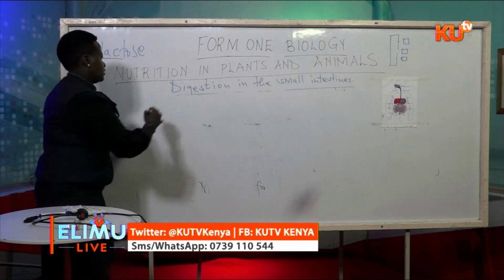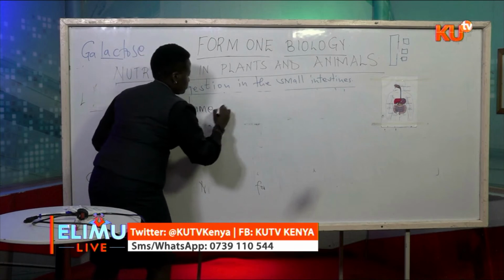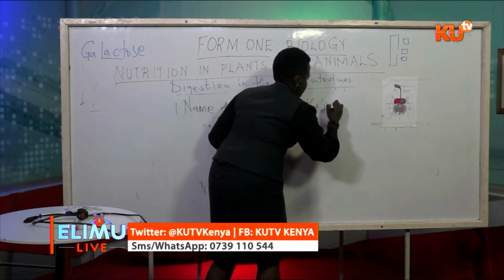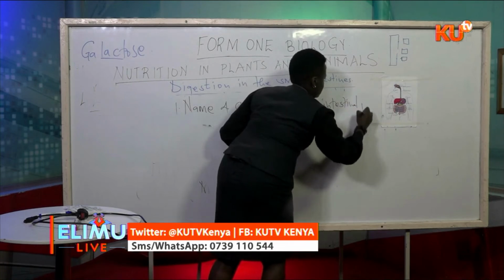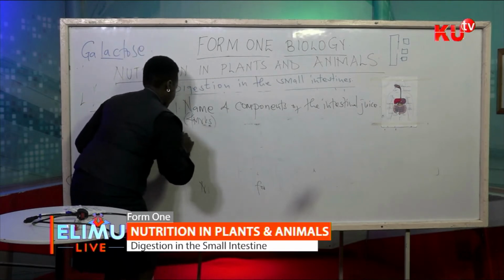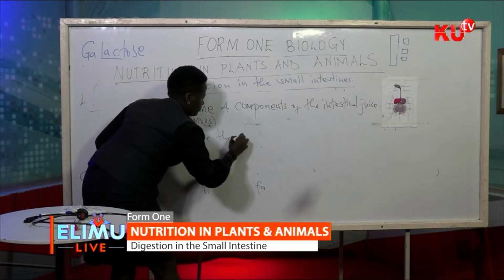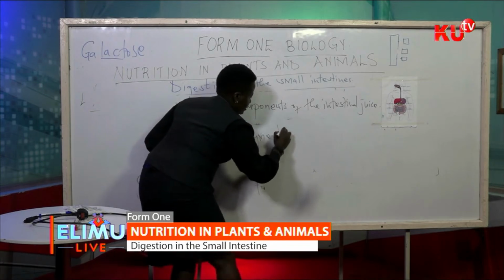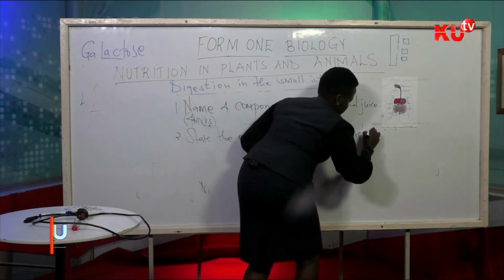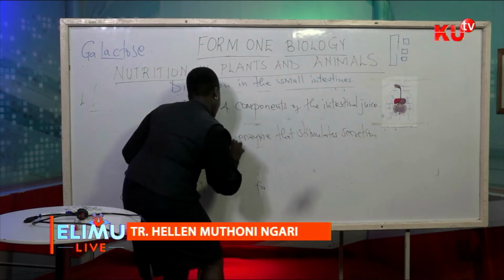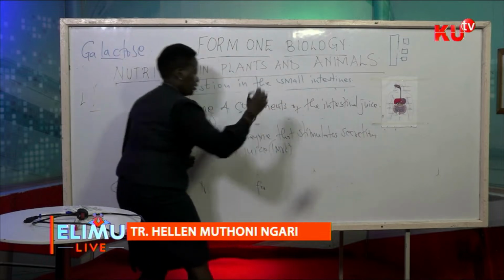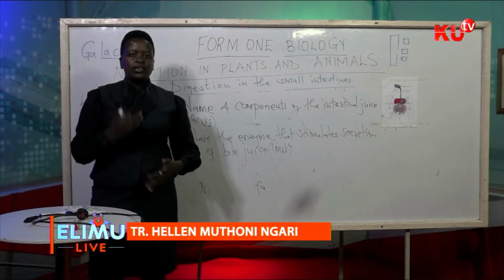So I will just leave you with 2 questions for assignment. Number 1, name 4 components of the intestinal juice, 4 marks, and state the enzyme that stimulates secretion of bile juice, 1 mark. So do as many questions as possible, then you'll get to understand this concept.